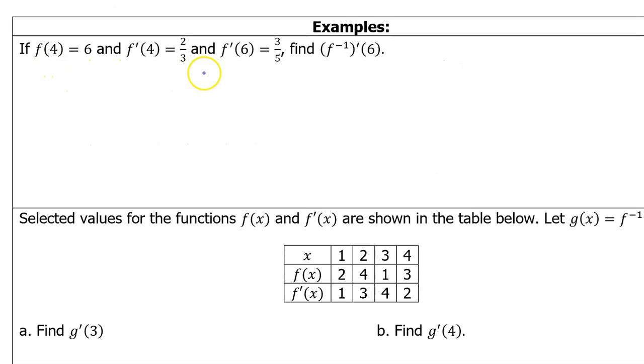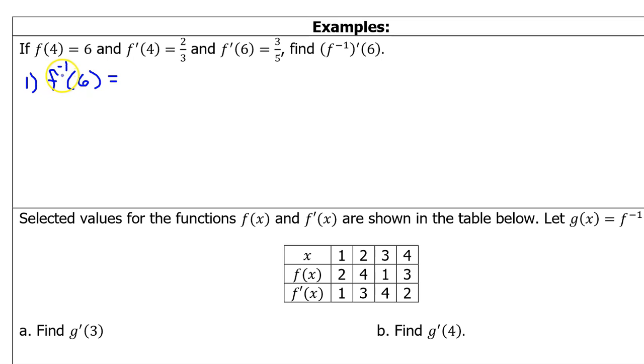For this first example, we are given three pieces of information, but then we are asked to find f inverse prime at 6, the derivative of the inverse at 6. From this point forward, whenever you see that you are being asked to find the derivative of an inverse at a point, you should be thinking, oh, this is that three-step process.